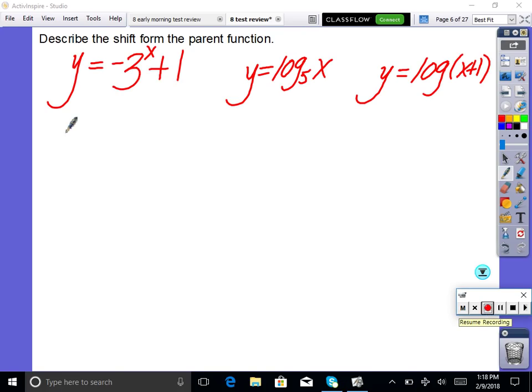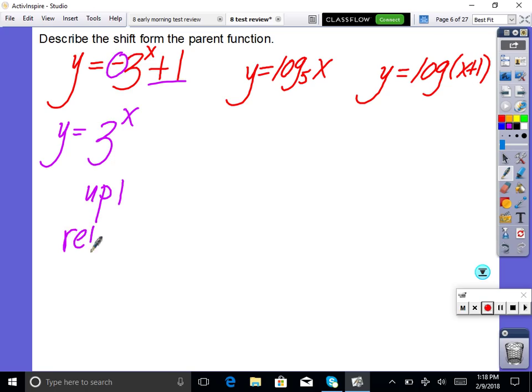Describe the shift from the parent function. So right here, the parent function would be base 3 to the x, so it would be shifted up 1. And then this is a reflection over the x-axis.